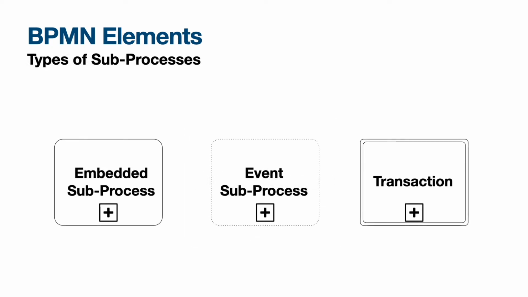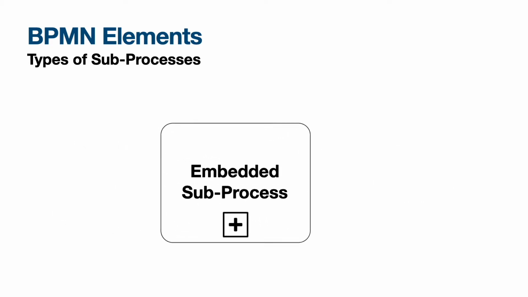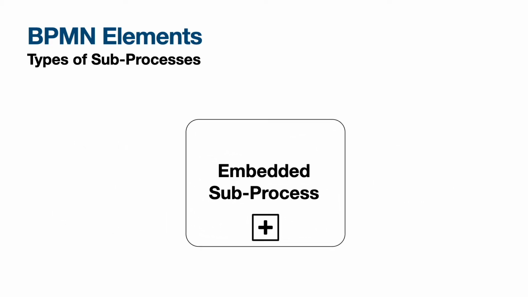There are three different types of sub-processes: embedded sub-processes, event sub-processes, and transactions. You can easily distinguish them by the style of their boundaries. An embedded sub-process is drawn with a single thin line and features a plus sign in a small square.